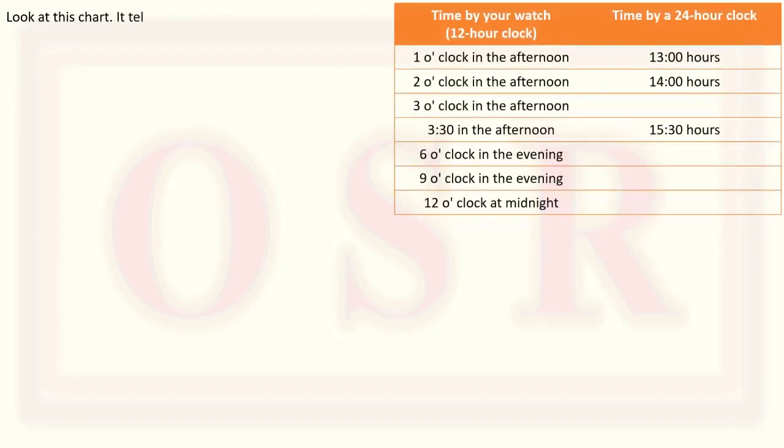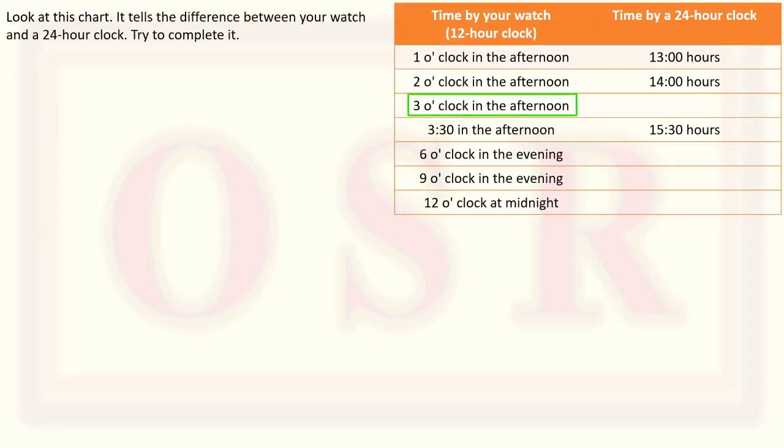Look at this chart. It tells the difference between your watch and a 24-hour clock. Try to complete it. Okay, so now the difference is basically 12 hours between the 12-hour clock and the 24-hour clock. So if it's 3, we'll add 12 to it to make it 1500 hours. Six o'clock in the evening means it has already crossed 12, so we'll add 12 to it to make it 1800 hours, right? Nine o'clock in the evening, again add 12 to it to make it 2100 hours.